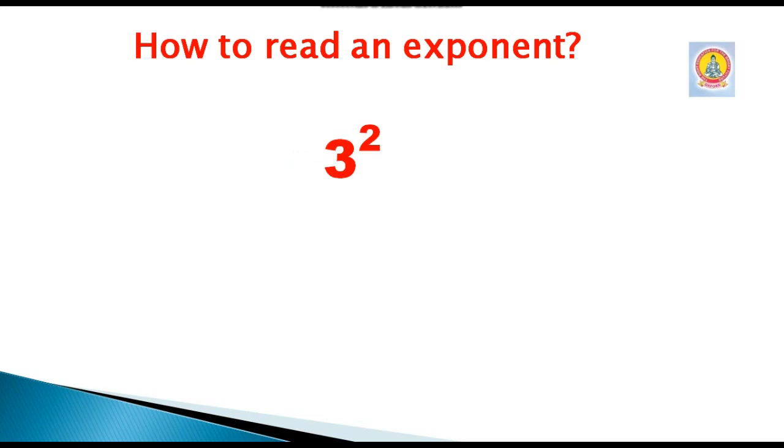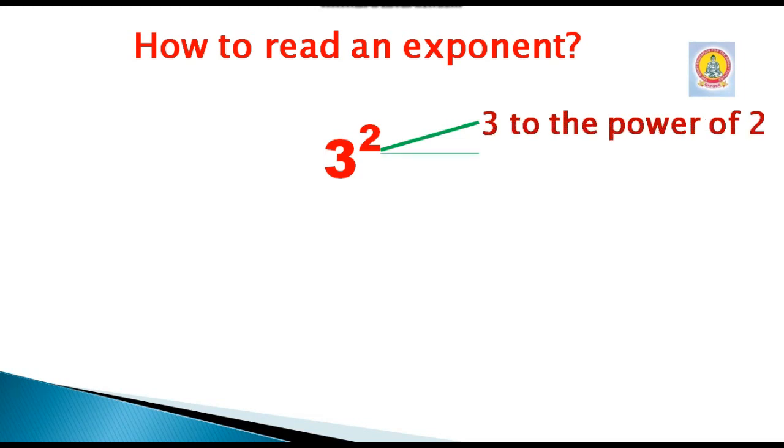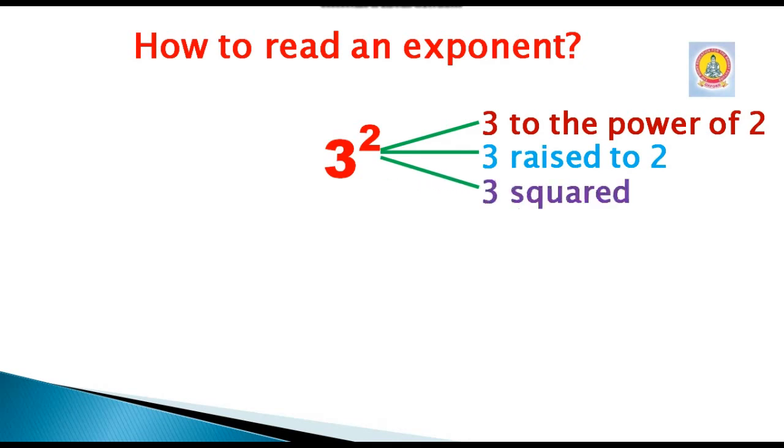Here an exponent is given with 3 and 2. It is read as 3 to the power of 2, 3 raised to 2, 3 square. In these three ways it is read.